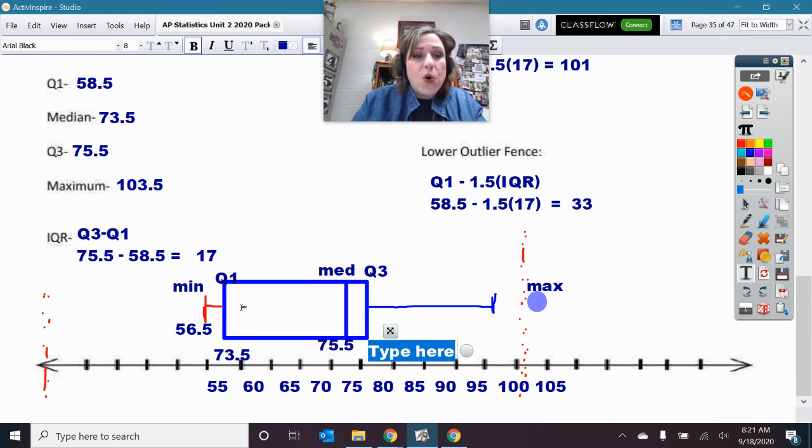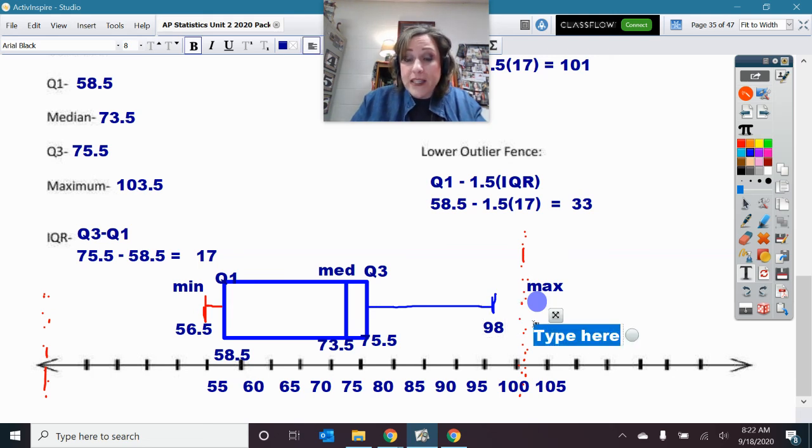So what's going on? Oh, look there, I did put the wrong things, right? That's 58.5. Okay, and then my median was 73.5. Okay, so now we're good. And then my Q3 was at 75.5. And then now I am going to go ahead and label where the top of my whisker is. Okay, because I don't like things floating out there without telling me exactly where those are. So there's the top of my whisker, and then there's my 103.5.